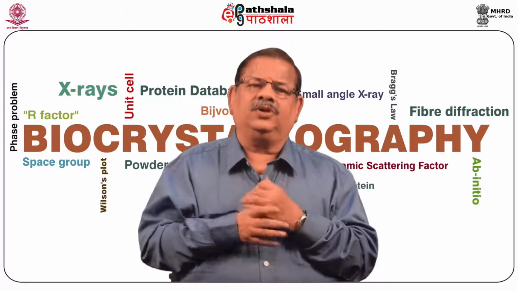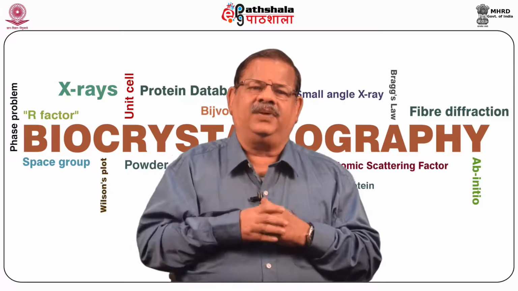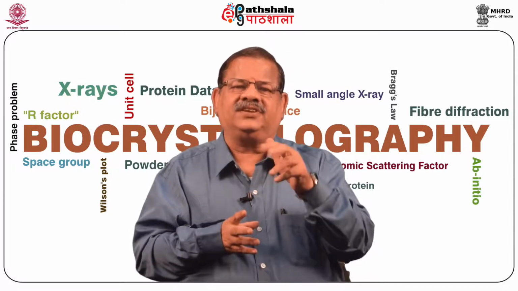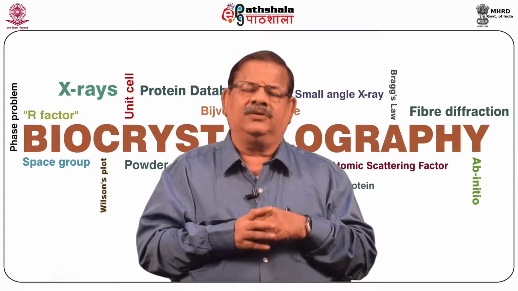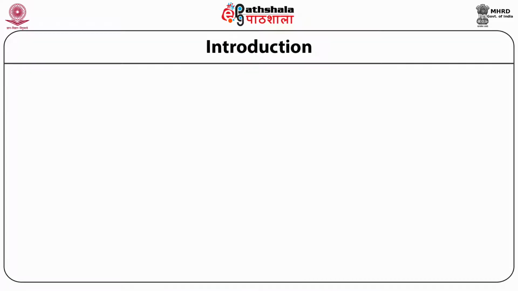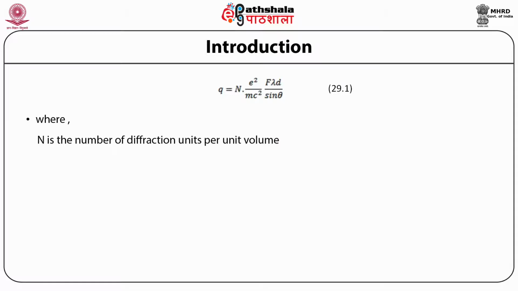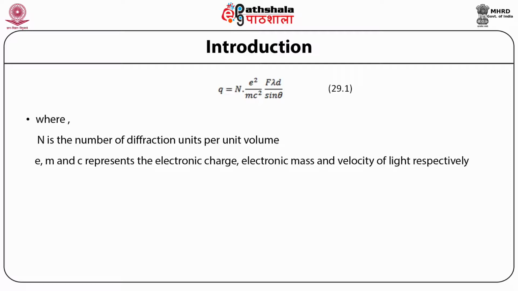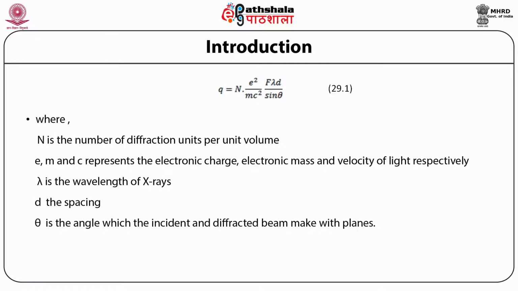Now, the amplitude of the wave scattered by a single plane can be given as a fraction of the amplitude of the incident wave, by equation 29.1, where capital N is the number of diffraction units per unit volume. e, m and c represent the electronic charge, electronic mass and velocity of light respectively. Lambda is the wavelength of X-rays. d is the spacing between the two planes we have considered, and theta is the angle between the incident and diffracted beam with the plane.